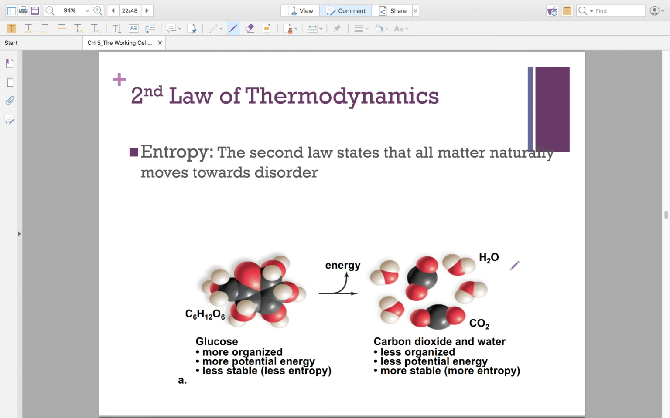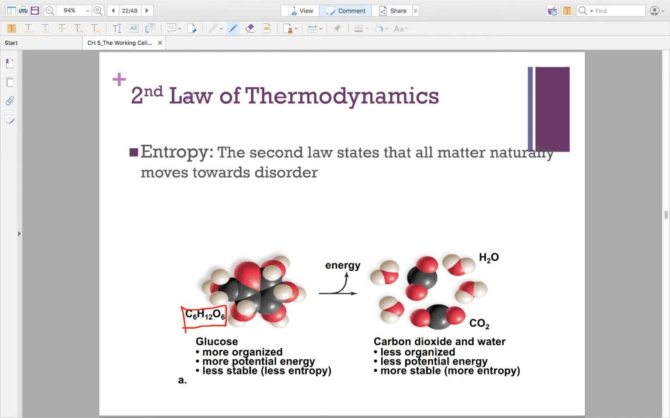All right, the second law is about entropy. Now remember, entropy is chaos, randomness, disorder. And the second law states that all matter, remember matter from chapter 2, okay, moves towards disorder, and that's true. So what we're looking at here is glucose, and it's a ball and stick model, and I want you to actually learn this formula and know it for the rest of the semester.